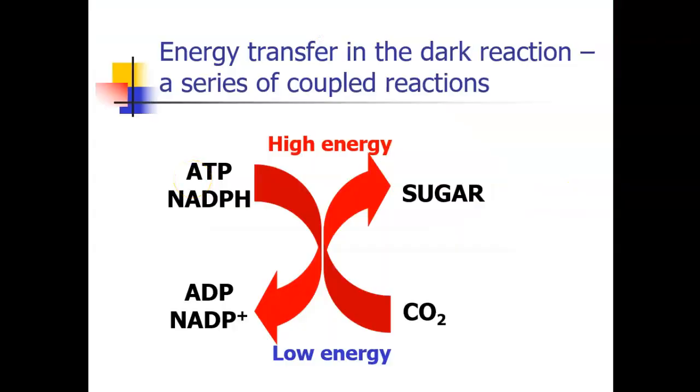So just like we saw earlier a few weeks ago, that coupling of endergonic and exergonic reactions, we have the exergonic reaction, taking that high energy ATP and NADPH, being able to drive that endergonic reaction, the building up of that sugar. So these are both high energy, and then we have the lower energy, the greater enthalpy molecules.